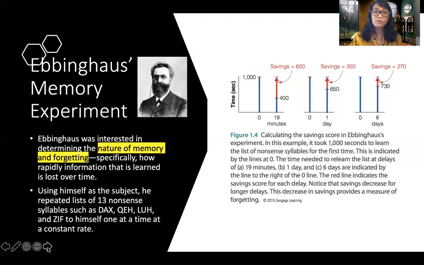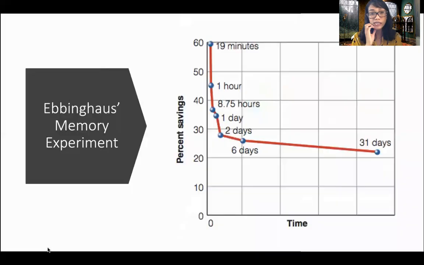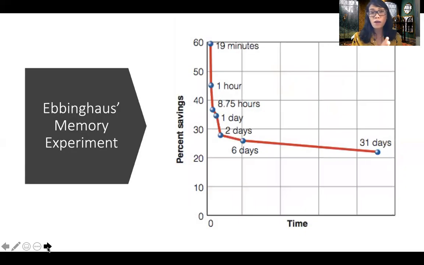The plot of percent savings versus time, called a savings curve, as you can see here, shows that memory drops rapidly for the first 2 days after the initial learning and then levels off. This curve was important because it demonstrates that memory could be quantified. A function like the savings curve could be used to describe a property of the mind, in this case the ability to retain information, or memory.